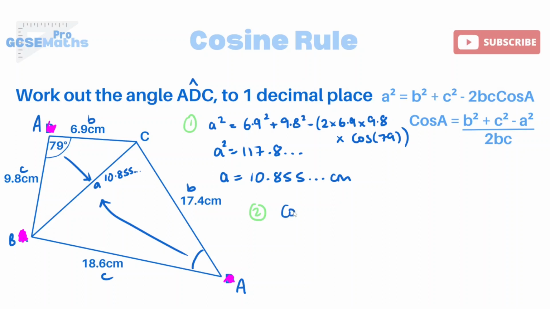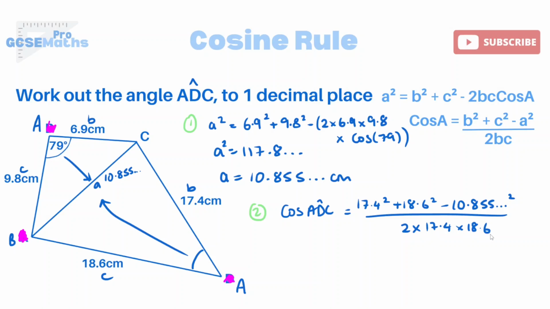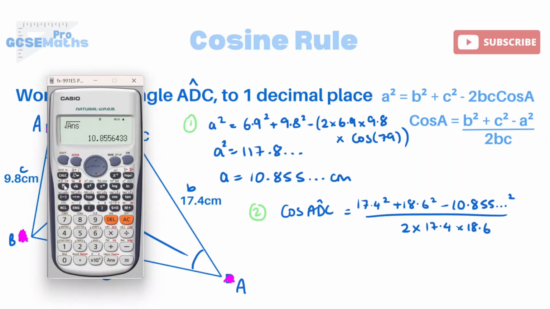So because we're finding the angle, I've got cos of angle ADC equals 17.4 squared plus 18.6 squared minus a squared, which I'm writing down as 10.855, but again, remember you're going to use your answer button, over 2 times 17.4 times 18.6. So I've still got my answer here. Okay, I'm just going to type all this out without changing that previous answer. Minus answer squared. Okay, so in my calculator I'm using answer squared.